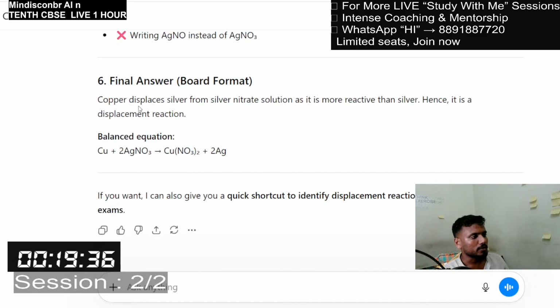Final answer, board format: Copper displaces silver from silver nitrate solution as it is more reactive than silver, hence it is a displacement reaction. Copper plus 2AgNO3 gives CuNO3 twice plus 2Ag.